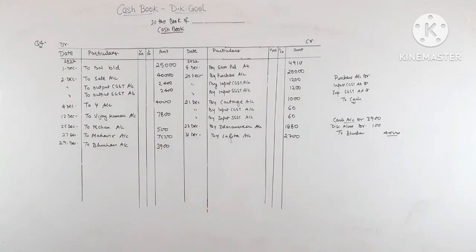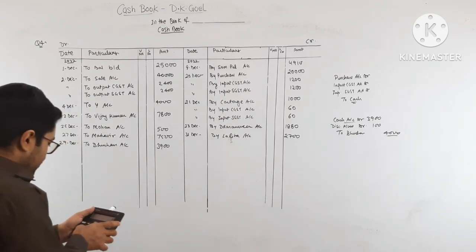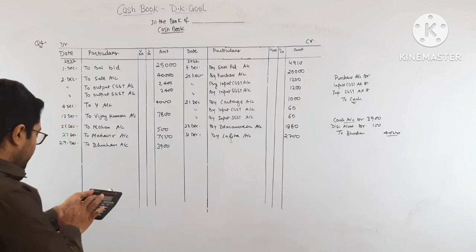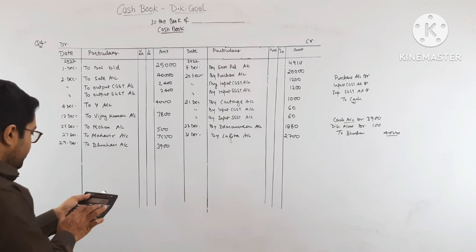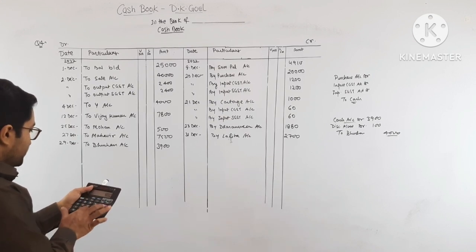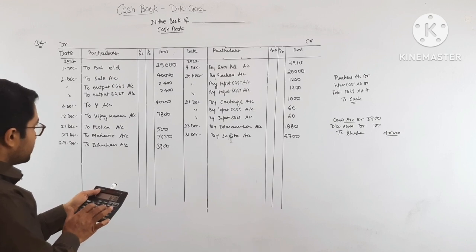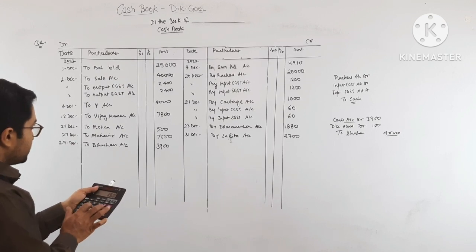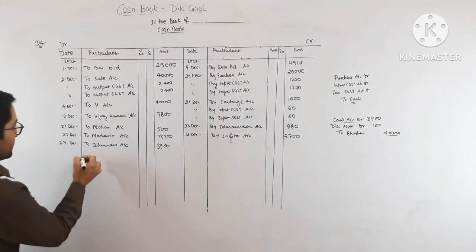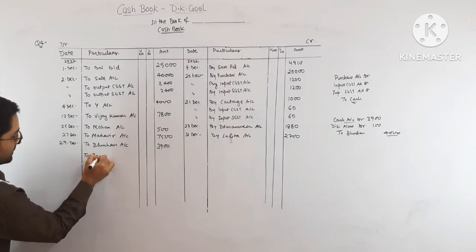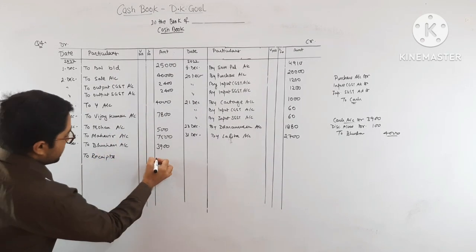Now let's see, 25,000, 40,000, 24,000, 4,000, 7,800, 500, 7,500, 39,000, 93500. So the total receipt 93,500.